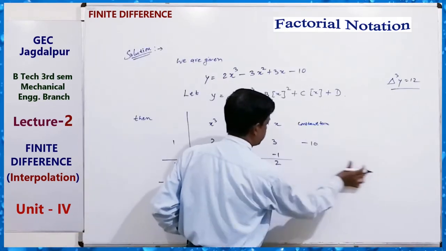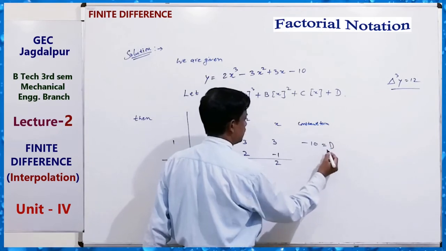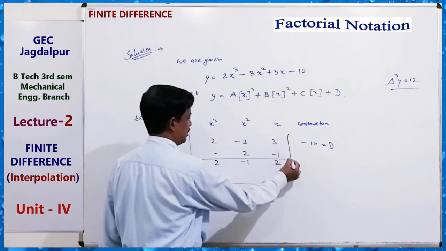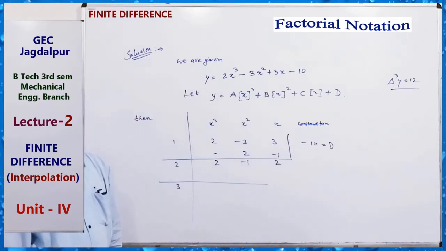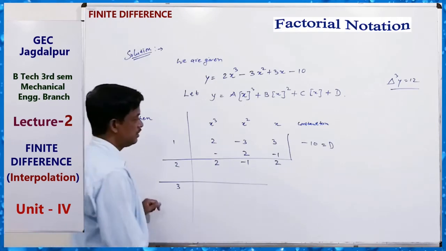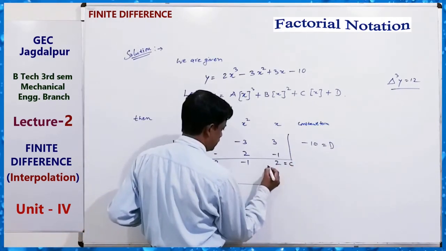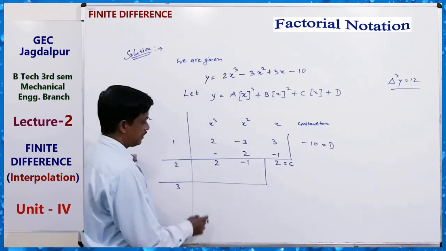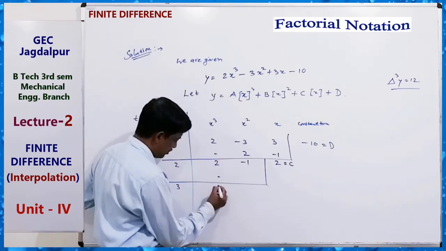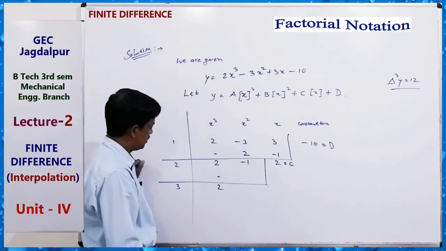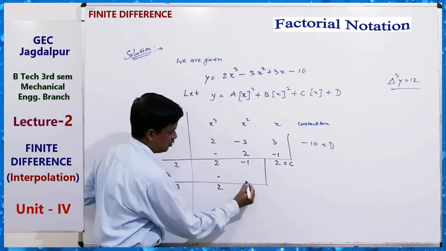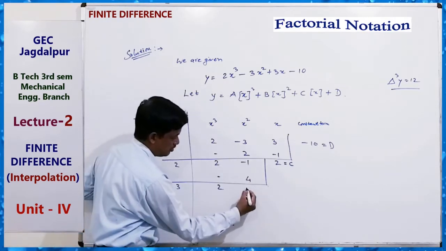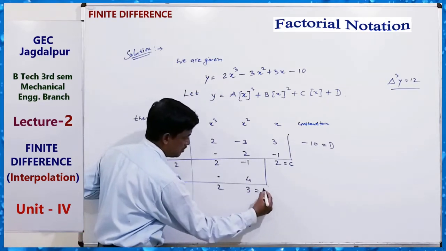So here, this is d. The constant term always remains unchanged. And this value is c. Carry over this. Now 2 into 2 is 4. Add this 2, we get 3. This is b.